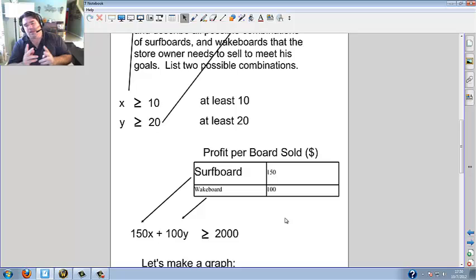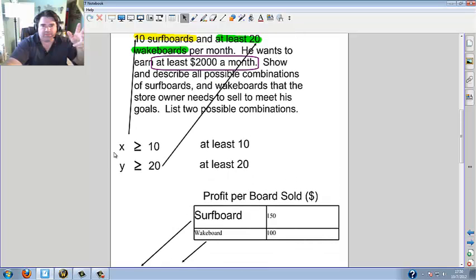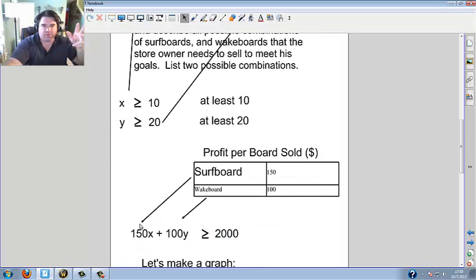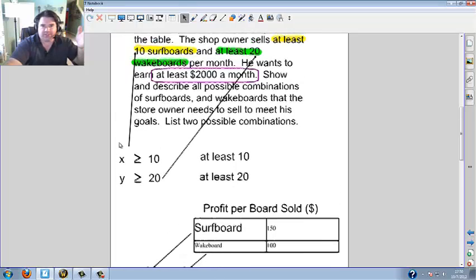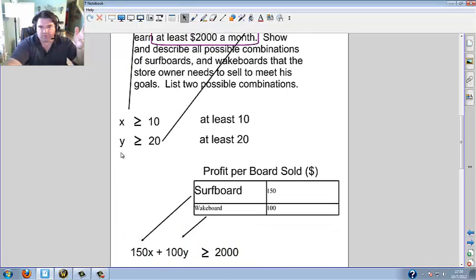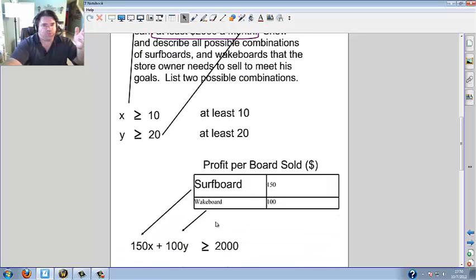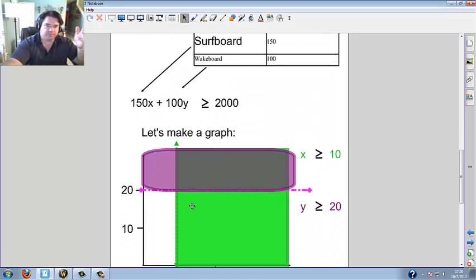By the way, it doesn't matter again if I made the 150X or if I made the 150Y. It will be fine, but if I go up here and put X says for 10 surfboards, then I have to have the X for the surfboards here. In other words, if I start with X as surfboards, it has to stay with surfboards, and if Y starts with wakeboards, then Y has to be wakeboards down here.